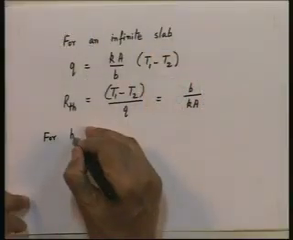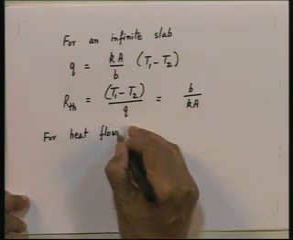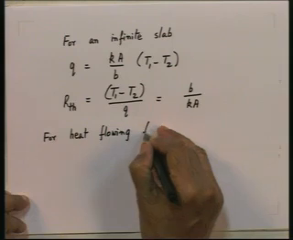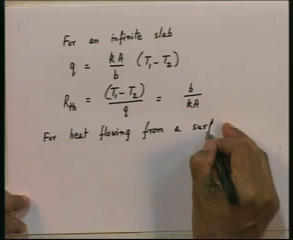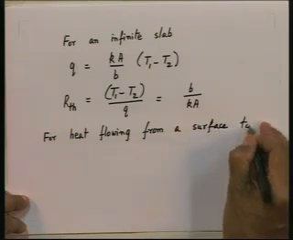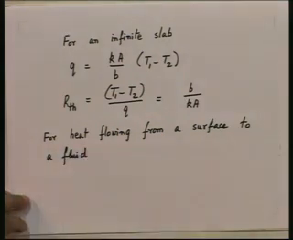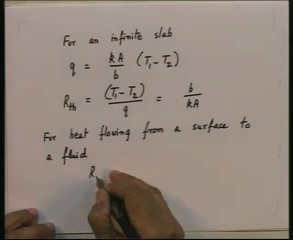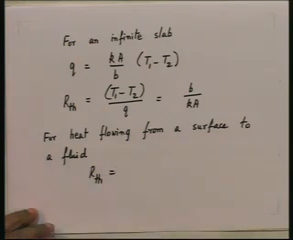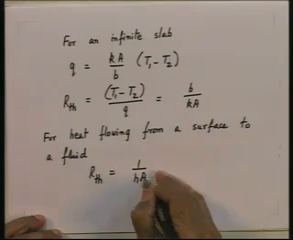For heat flowing from a surface to a fluid, that is Newton's law of cooling. The thermal resistance, if I again use this definition of T 1 minus T 2 by Q, would be equal to 1 upon H A, by comparing with Newton's law of cooling.